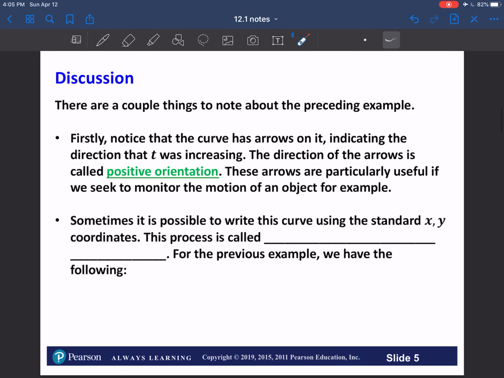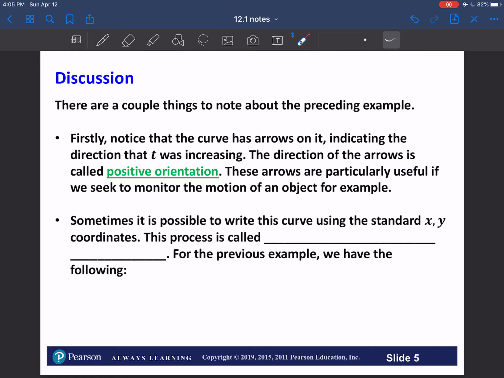This can have particular advantages for us, because if we seek to monitor the motion of an object, then we may wish to know exactly the path that was taken. And so the arrows, a parametric description of our curve, could do that better than just writing it in the standard XY sense. We also call the direction that t was increasing the positive orientation of the curve. And as you might guess, if you were to consider the opposite direction of that, it would be the negative orientation.